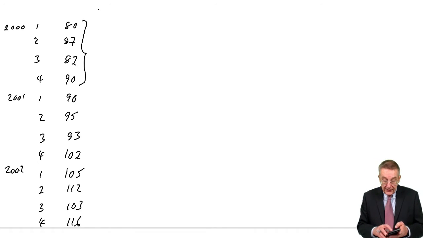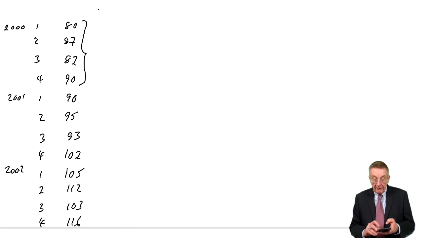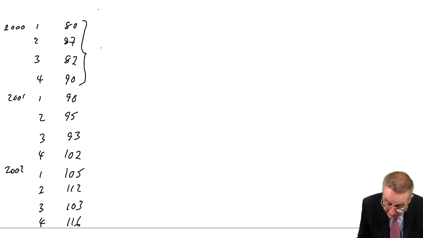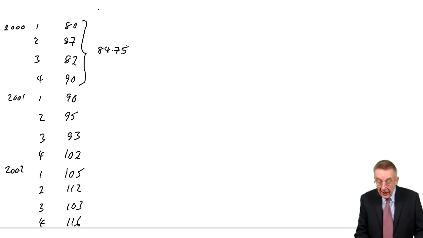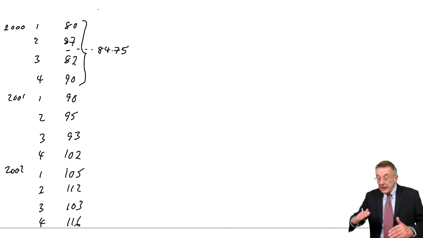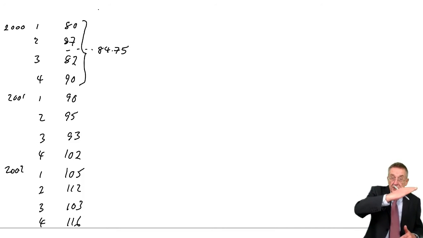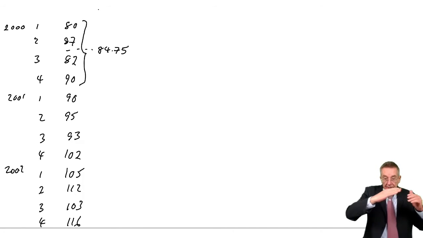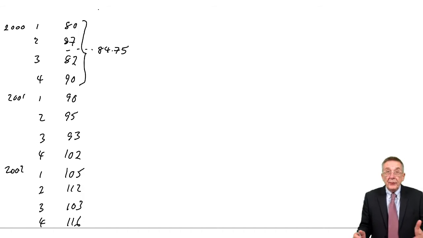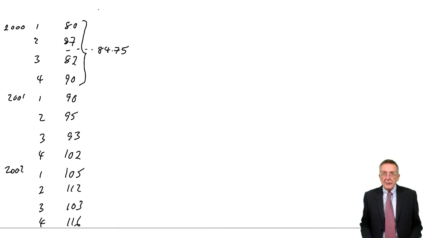So 80 plus 87 plus 82 plus 90. Divide by 4. I get 84.75. And I've put that right in the middle. Because if there wasn't seasonality, it does appear sales are going up each quarter. So throughout those 12 months, the trend, some will be lower than average, some will be higher. That 84 is sort of bang in the middle of the year.